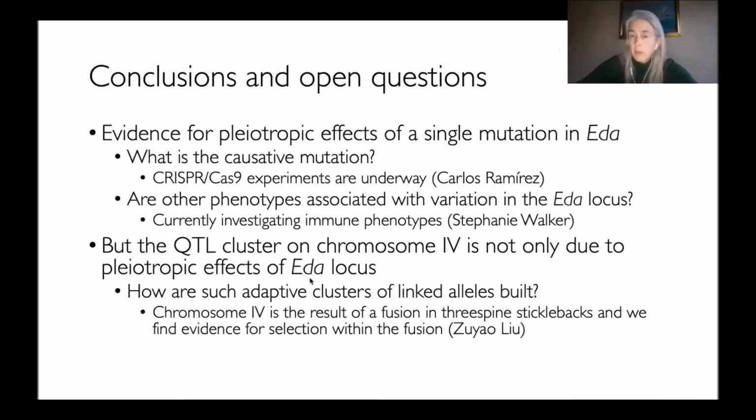And Zuyao Liu, a PhD student in my group, has been working on this question, looking at signatures of selection within the fusion. So again, stay tuned for future work there. Okay, so I'm just going to turn to a second part of the talk now.